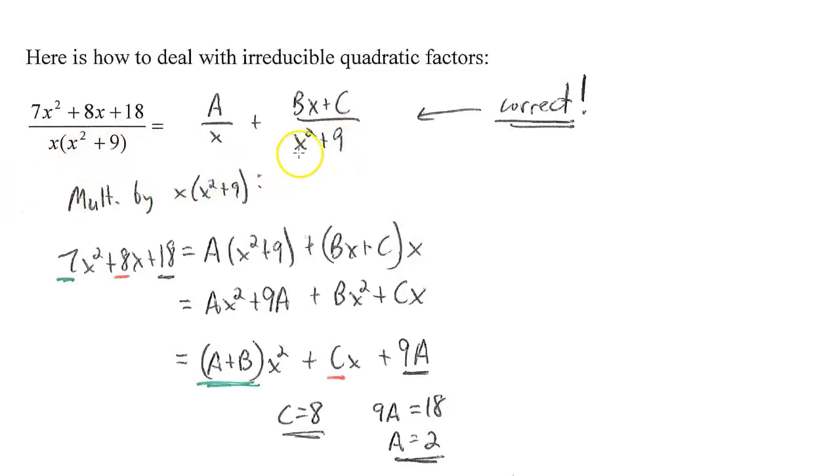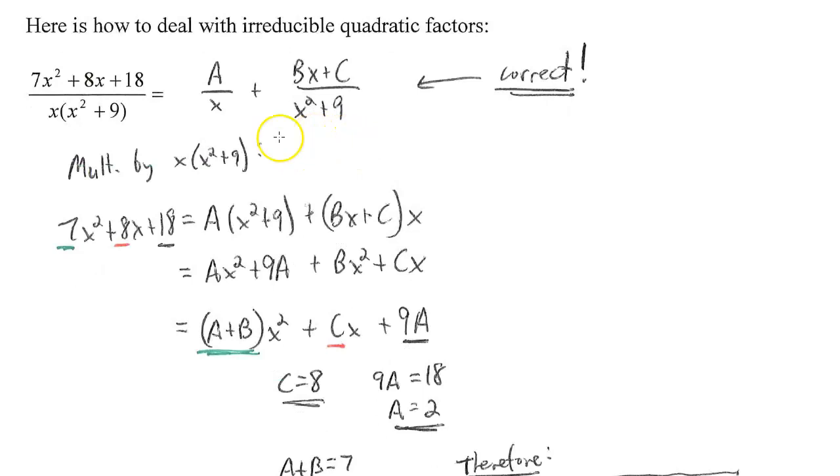Okay, because x squared plus 9 is an irreducible quadratic, we can't break it apart any further. So how do we do this? Well, we can write this as bx plus c. You put something x plus something over top of any irreducible quadratic factor.